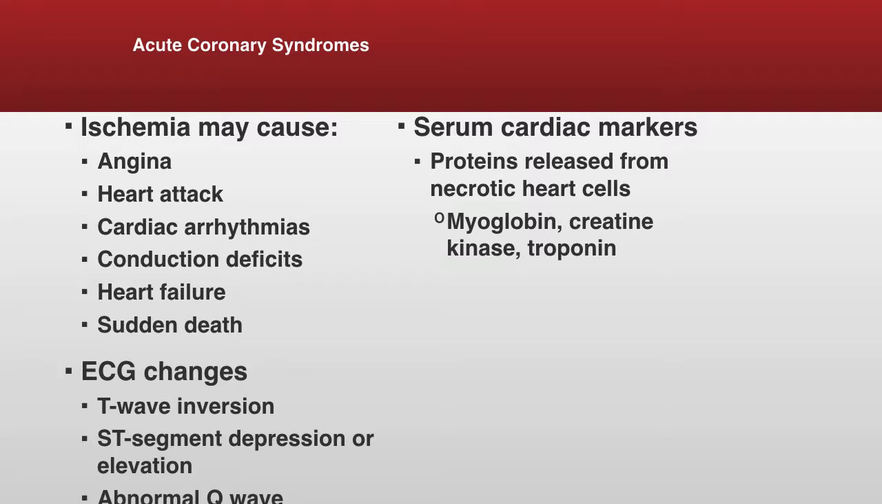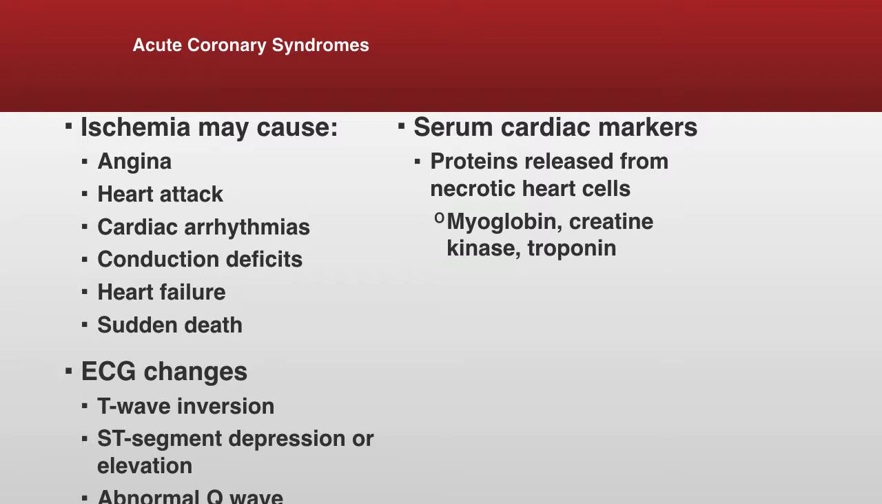The serum cardiac markers are really quite amazing. They are based on proteins that are released from necrotic heart cells. They include myoglobin, creatinine kinase, and troponin. Troponin has a high specificity for myocardial tissue, and it is the primary biomarker for myocardial infarction.